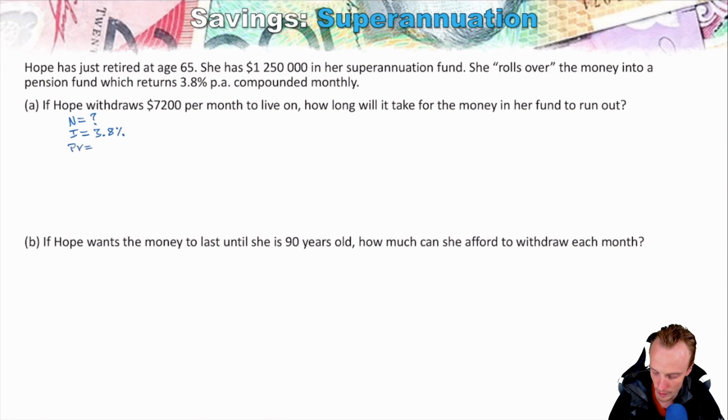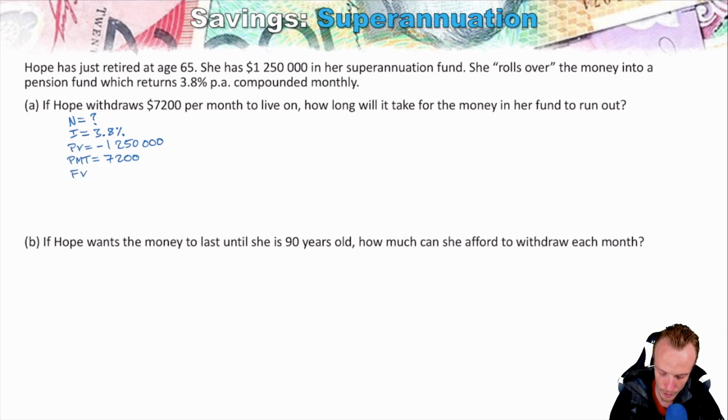The present value, that's how much she's going to put into this account. Because she's putting it in at this point, it's going to be negative. So that's $1,250,000. Her payments per term is actually going to be positive here because she's withdrawing money from the bank each time. Now she's withdrawing here $7,200. So it's really important to get your positives and negatives correct here.